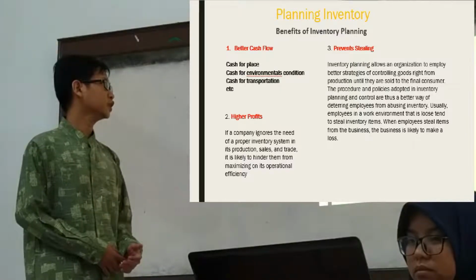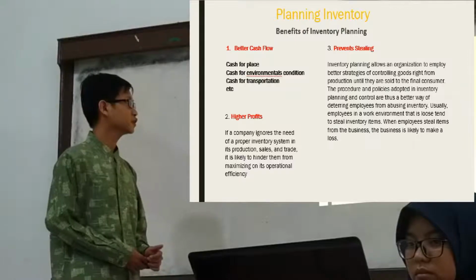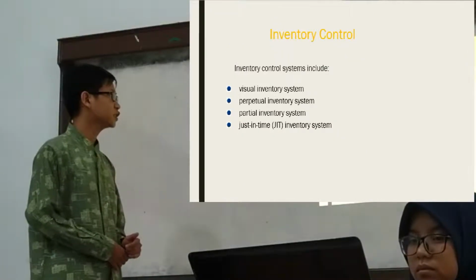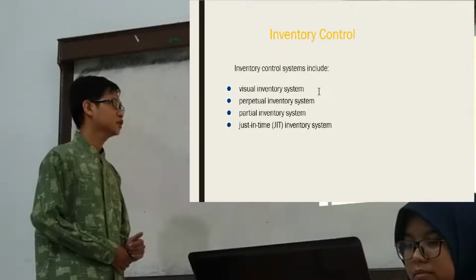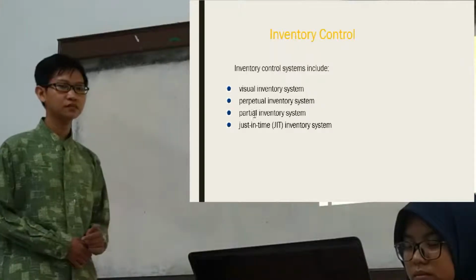inventory control systems include: the first, visual inventory system. The second is virtual inventory system. The third is partial inventory system. And fourth is just-in-time inventory system. Next.